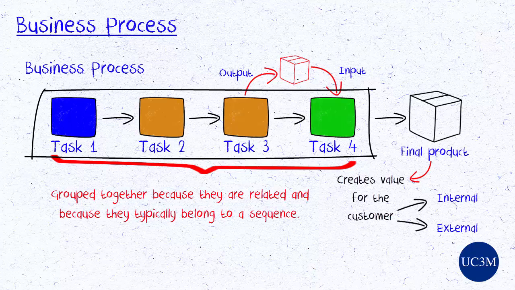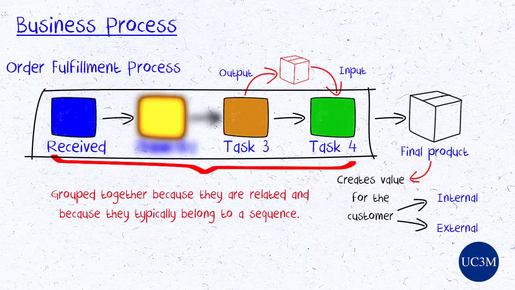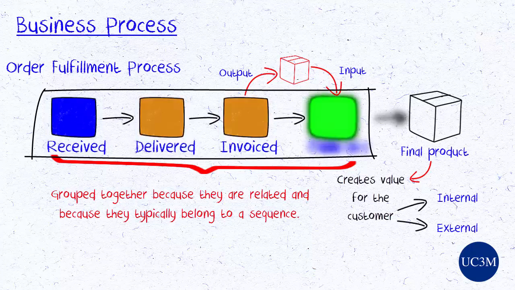A typical example of a business process is order fulfillment. That encompasses all the activities a company must carry out to ensure that a customer order is fulfilled. That is, received, delivered, and, depending on how it is defined, even invoiced and collected.